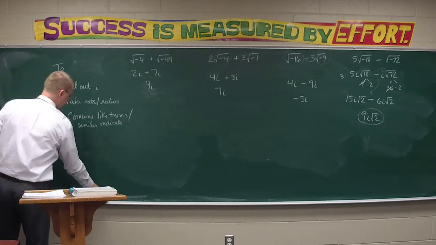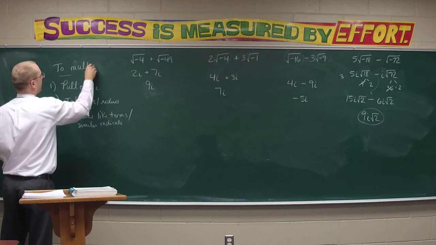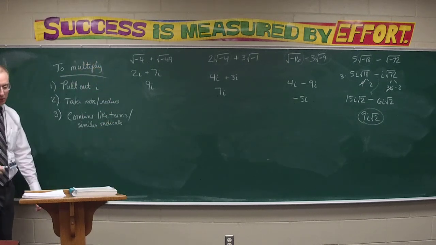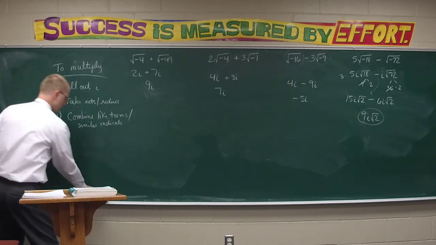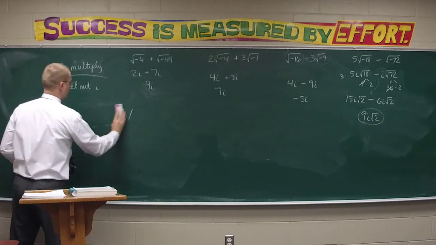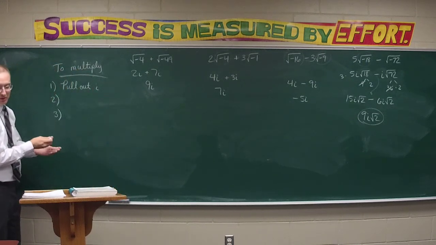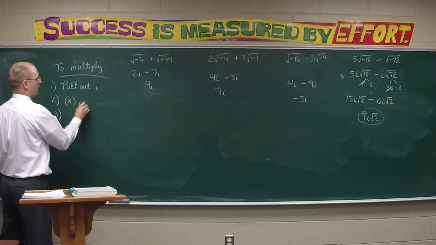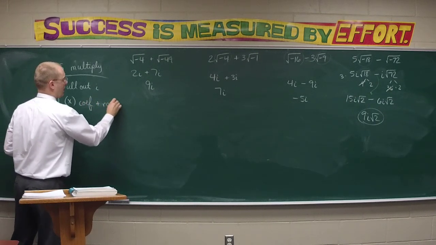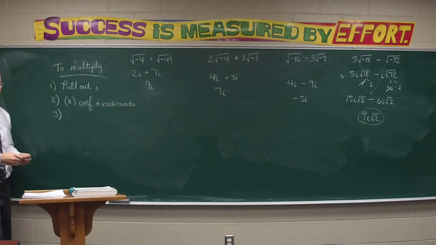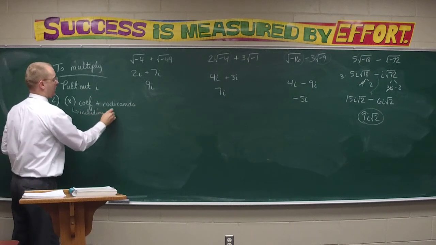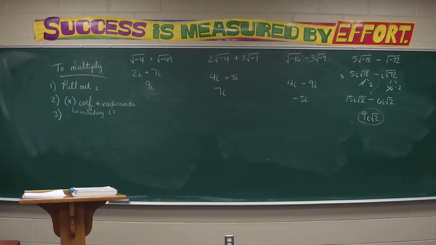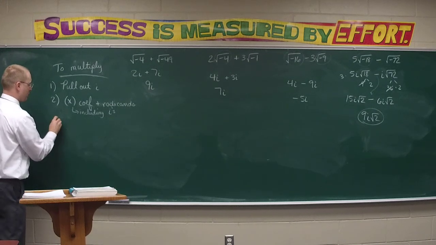So to multiply complex, or to multiply imaginary numbers. Step number 1, pull out your i. Step number 2, multiply coefficients and radicands, including multiplying i's. That's what happened to the seraphim in the Bible. And step number 3, reduce.